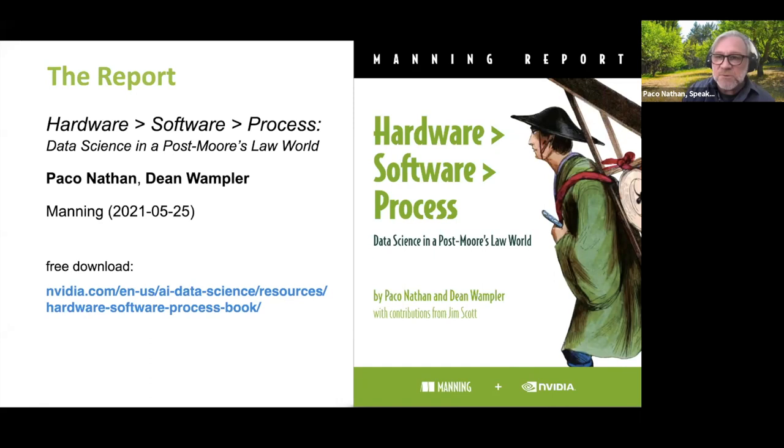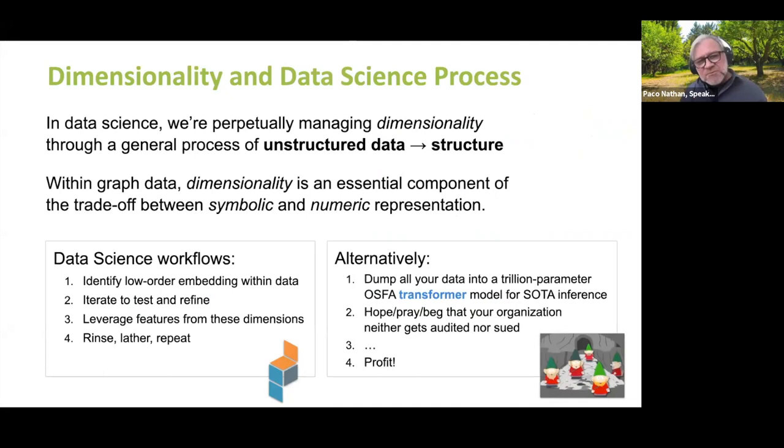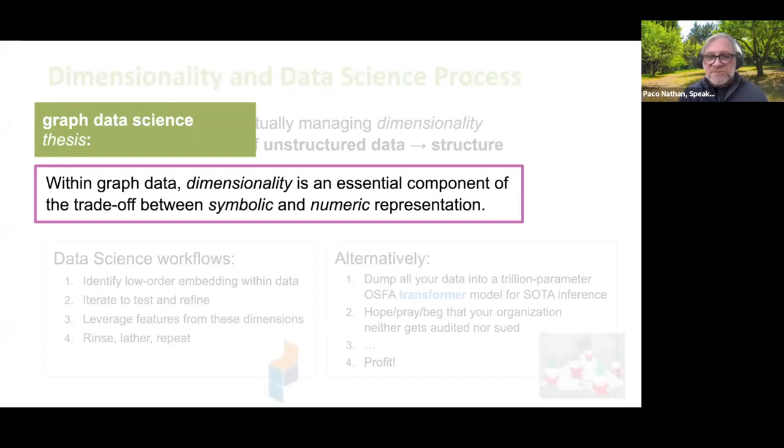And this is related to a general view of data science: typically we're managing dimensionality. We started with a lot of very sparse, unruly, unstructured data, and then we move through pipelines, progressing more and more toward structure. That's a lot of what we do in data science, and I think a main reason. It's really leveraging this trade-off between symbolic and numeric representation at different points. So that's the thesis for, say, graph data science, if you will.